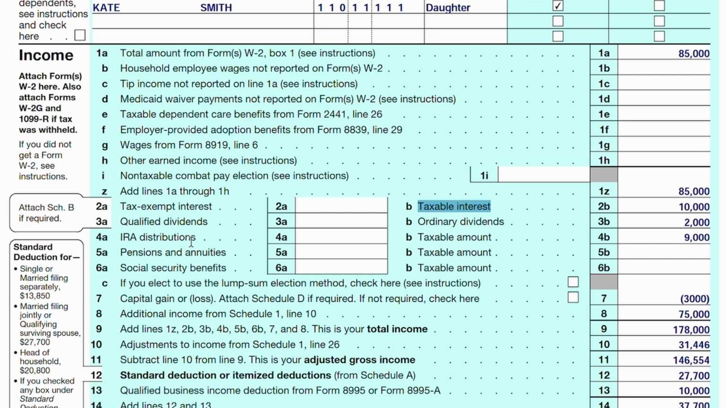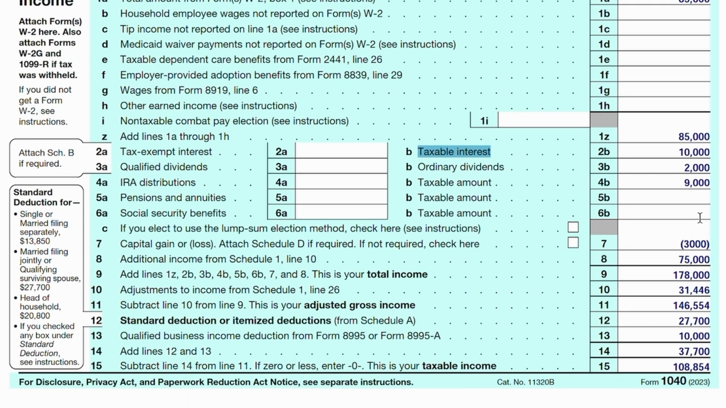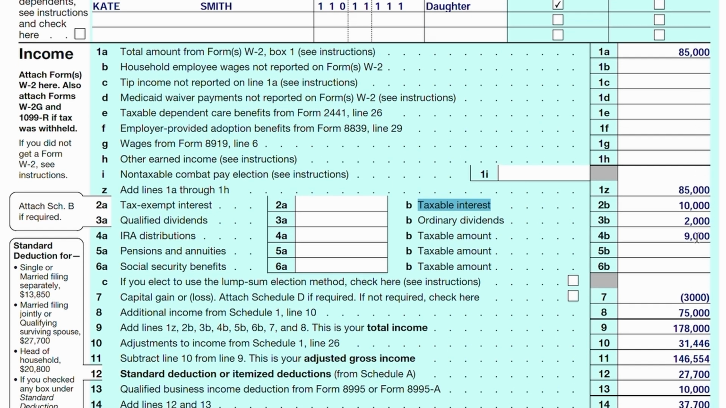For example, IRA distribution. If you don't know what an IRA is, it is a retirement plan. So you contribute something to an IRA, and then after a certain time you can take distributions. Traditional IRA distributions are generally taxable. In this case that is 9,000, so this 9,000 is taxable. This is your income. You have all these incomes combined, and these incomes directly show up on Form 1040 page 1.